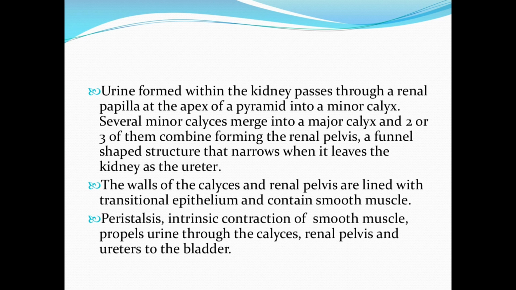Urine formed within the kidney passes through a renal papilla, which is at the apex of the pyramid, into a minor calyx. Several minor calyces merge into a major calyx, and 2 or 3 of them combine forming the renal pelvis, which looks like a funnel-shaped structure that narrows as it leaves the kidney as the ureter. It means the precursor for the ureter is the renal pelvis. The walls of the calyces and the renal pelvis are lined with transitional epithelium and contain smooth muscle.